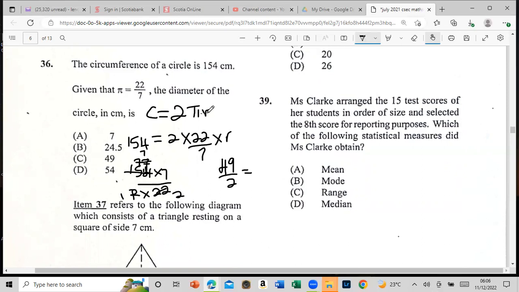Oh, maybe something is wrong. Space is so limited. So it's the transpose, right? So bound. So it's 154 times 7 by 2 times 2.